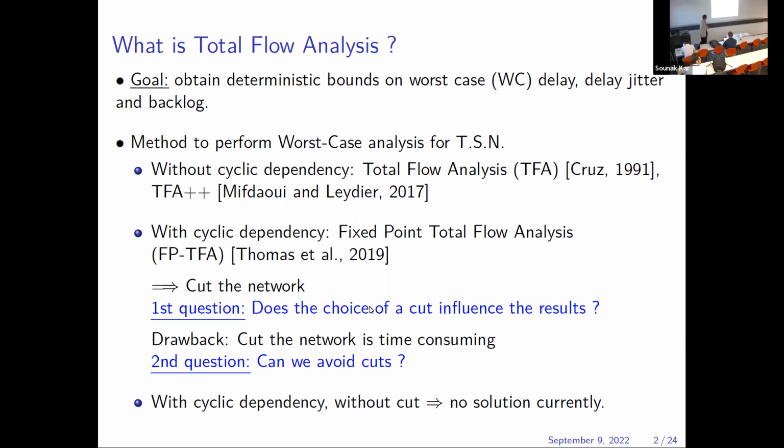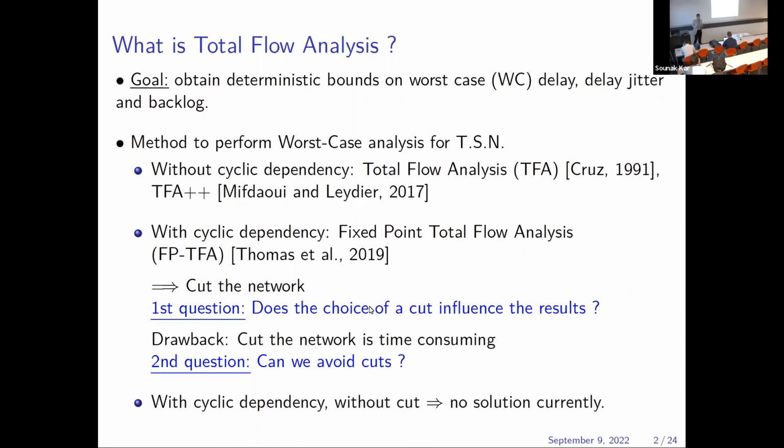When the graph induced by flow path has cyclic dependency, the problem is more challenging because we don't know if there exist deterministic bounds or not. And Thomas et al. introduced an algorithm, fixed point total flow analysis. I will explain this algorithm in detail in further slides. But one of the ideas is to cut the network and then do a TFA analysis on the cut network.